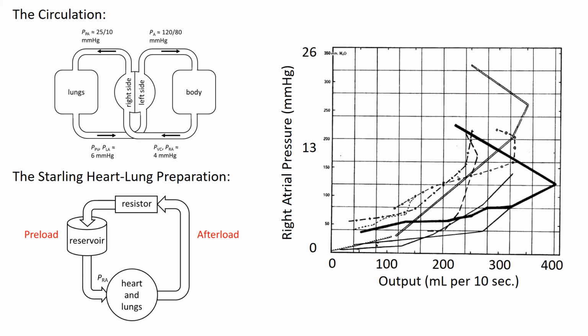So that's a little complicated looking. Here's a simplified view of their setup. The heart and lungs are cut off from the rest of the body. If you look below, here's their preparation. The body is replaced with this circuit, and they've got this resistor controlling afterload. They've got this reservoir controlling preload, and everything comes back to the heart and lungs. On the right here, these are the data from their 1914 paper, and the axes are switched from what we just saw a minute ago.